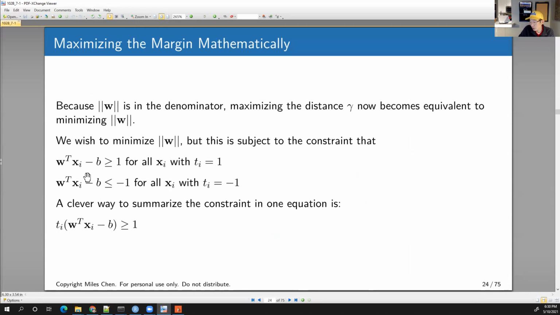And so a clever way to keep that is that all of the labels t on this side are going to be positive and all of the labels on this side are going to be negative. So we can say that the label times this expression, which has some sign, has to be greater than or equal to 1, right? Because when the label is -1, this expression has to be negative, and negative times negative ends up being positive. So this is a clever way to summarize the constraint into one equation rather than having two.